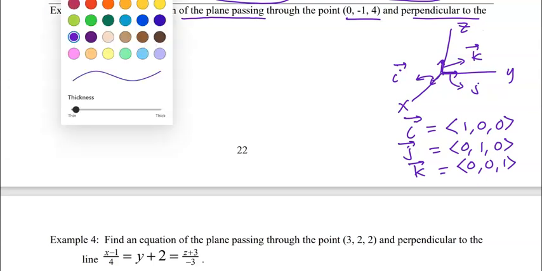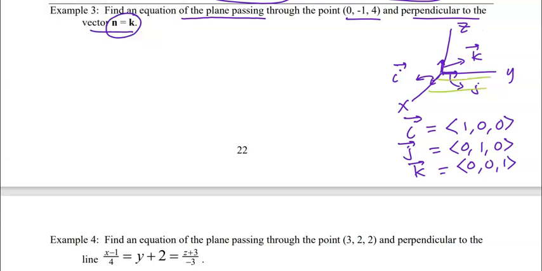So the k vector is perpendicular to the xy plane. Do you guys notice this? This is your xy plane, and the k vector is always perpendicular to the xy plane, right? The same thing: the i vector is perpendicular to the yz plane. Think of this as the yz plane, and your i vector is perpendicular to it. In the same way, the j vector is perpendicular to the xz plane. Think of it like one of the walls, right?